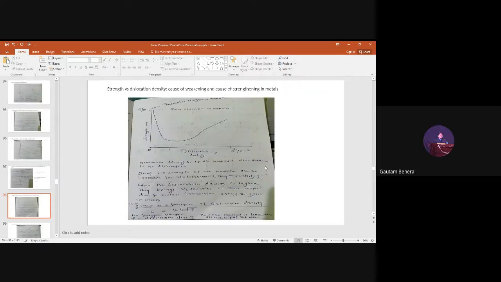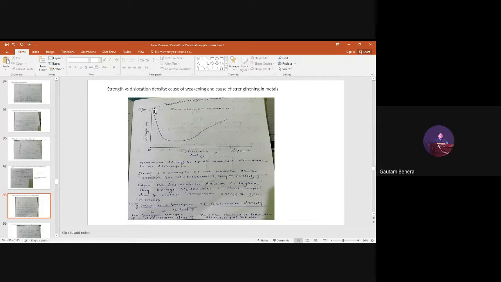Okay, next one is, yeah, this is a very good figure. Everybody has to remember this one. In this figure, you can see this is the strength axis. Strength is 0 and strength is increasing like this. Dislocation density is 0 here, and dislocation density is increasing in this direction. Fine. So strength versus dislocation density. You can see the plot starts from here.